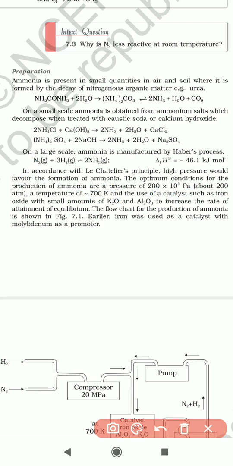And what is the catalyst you are using? Iron oxide. Iron oxide is acting as one of the catalysts, and along with it small quantities of K2O and Al2O3 will be added. So what is the use of this K2O and Al2O3? To increase the rate of attainment of equilibrium.